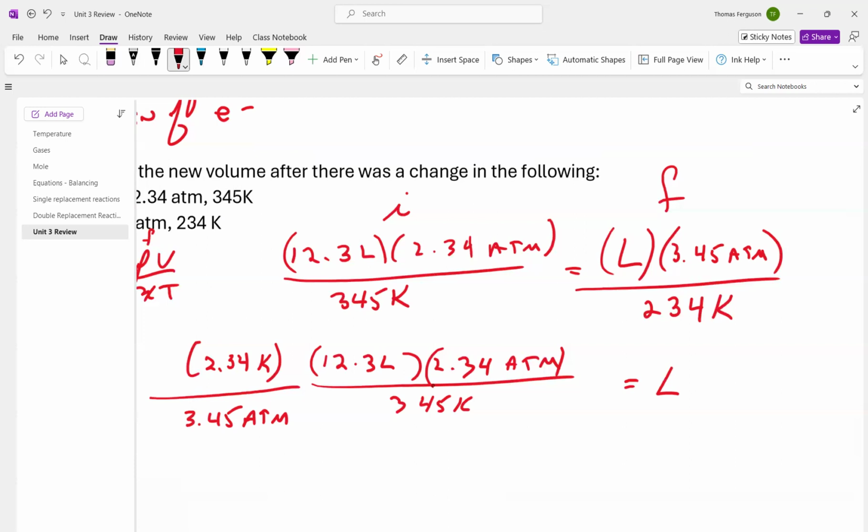That should be 234, not 2 point. See the 243 on the right? Okay.